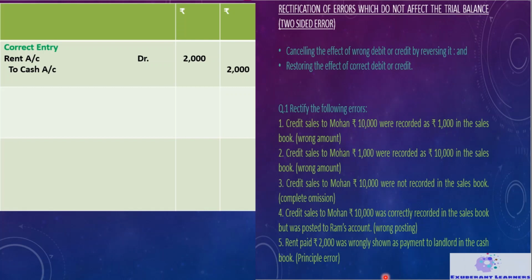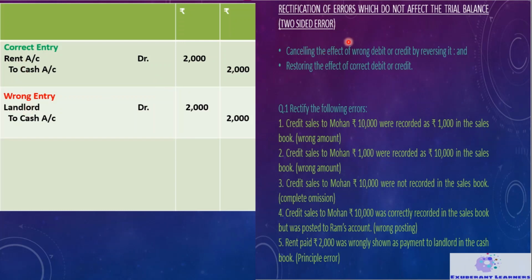So in the cash book it is entered, so definitely the payment is shown correctly, the cash is correct. If you can see, cash is credited with 2,000, cash is credited here again with 2,000. Now instead of showing it as a rent account, it is shown as landlord. So landlord is debited instead of rent.